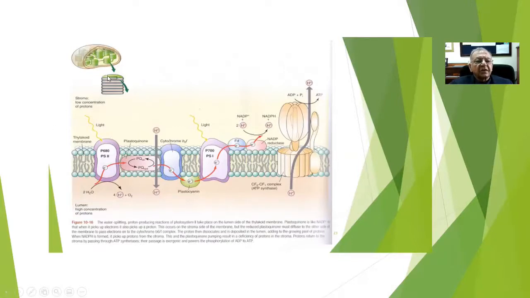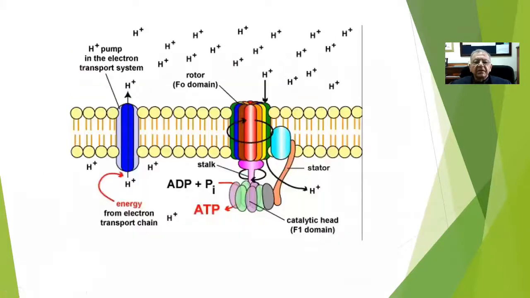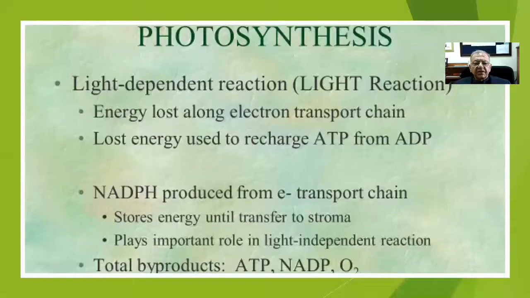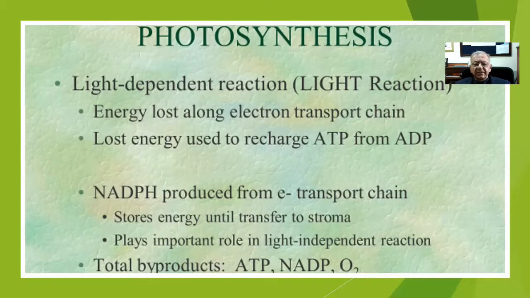So this shows the chloroplast and thylakoid membrane, and this is what happens on the thylakoid membranes. This again shows the thylakoid membranes and the movement of electrons and the conversion of ADP into ATP. This again shows the electron transport system, which results in the formation of ATP. So again, light dependent reaction is responsible for the formation of ATP and NADPH. This is the end of this slide. In the next one, I will continue with this light dependent reaction. Thank you.